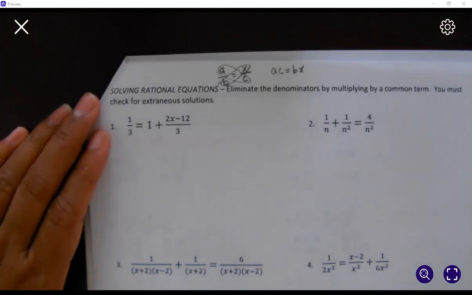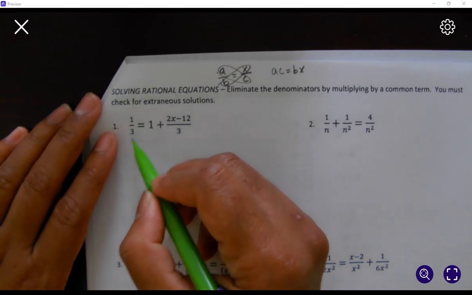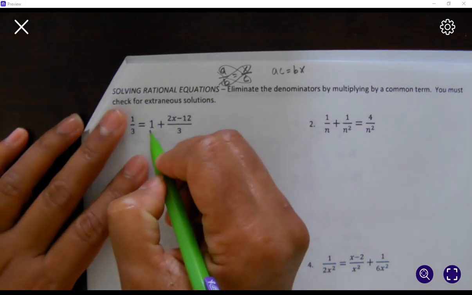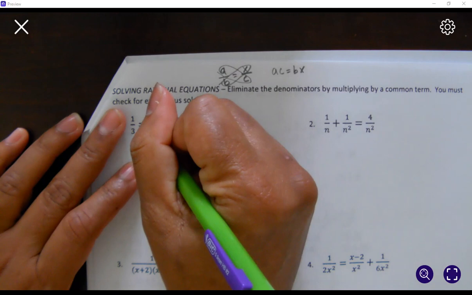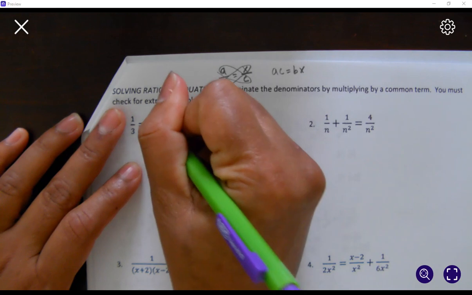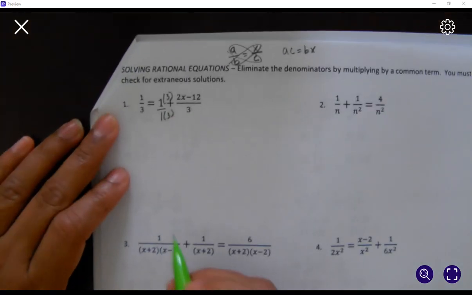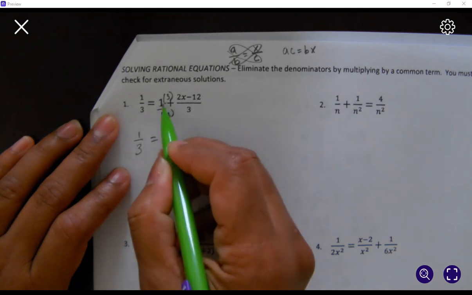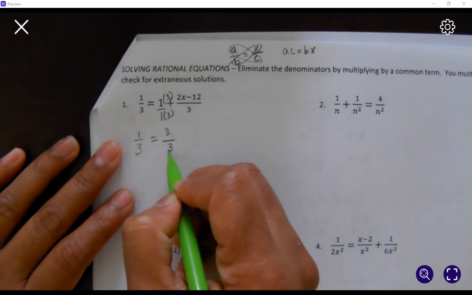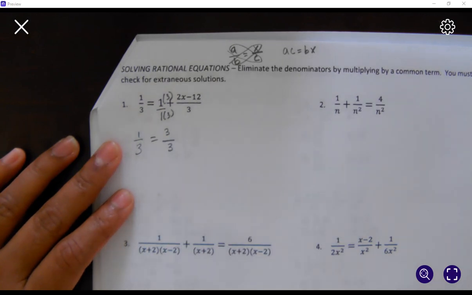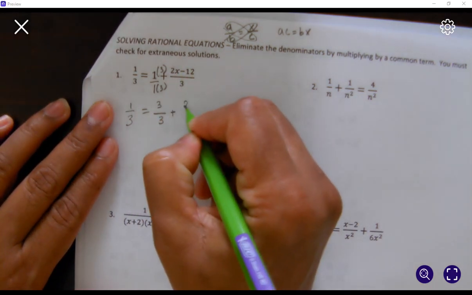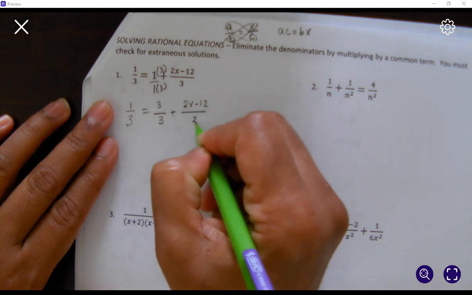So when we are doing this, notice that I have a fraction here, but I don't have one fraction here, so I need to put these two together first. So I'm going to put a common denominator. This is right now over 1, and then I have a 3 here, so I'm going to multiply top and bottom by 3. So you have 1 over 3 equals 1 times 3 is 3 over 3. And then I'm going to bring this part down, 2x minus 12 over 3.